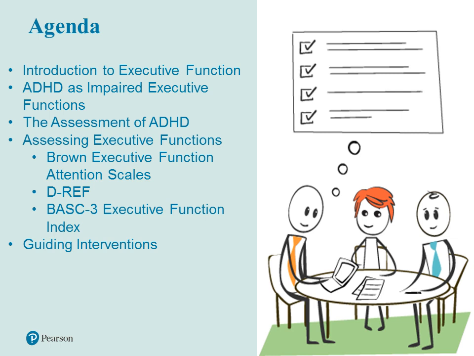Those specific scales that we'll be talking about are the Brown Executive Function Attention Scales, the DREP, and the BASC-3 Executive Function Index. And then finally, I will talk briefly about how some of the results from those measures can be used in guiding interventions.